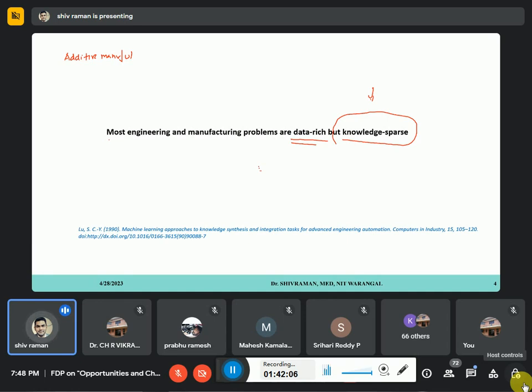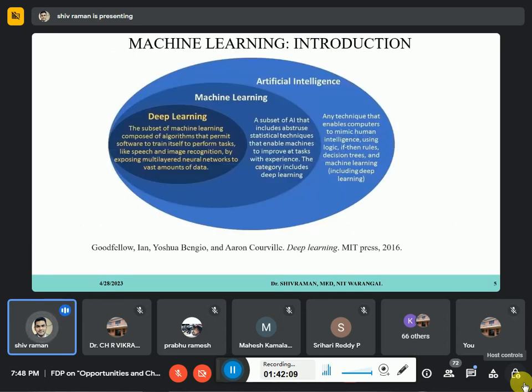So coming to machine learning, you might have gone through this diagram, which is proposed by Ian Goodfellow. I suggest you follow his book. Goodfellow is one of the pioneers of deep learning, along with Yoshua Bengio and Aaron Courville. This diagram is taken from the MIT Press book Deep Learning. So we have artificial intelligence, which is a bigger cloud, and under this cloud we have subsets called machine learning and deep learning.